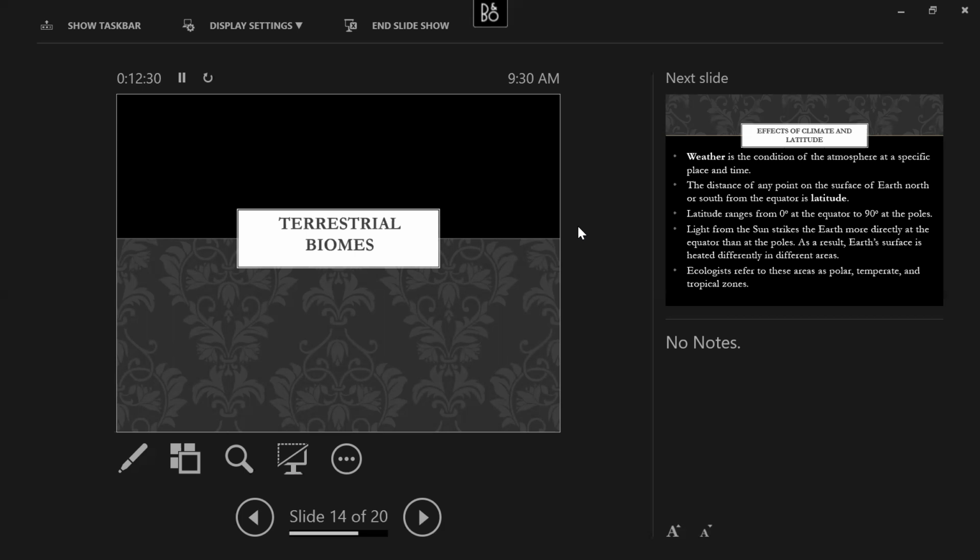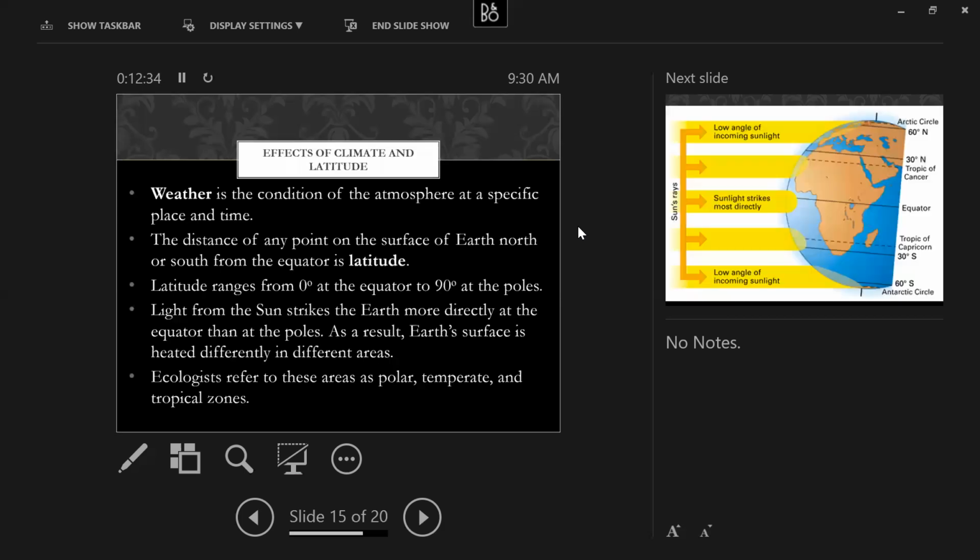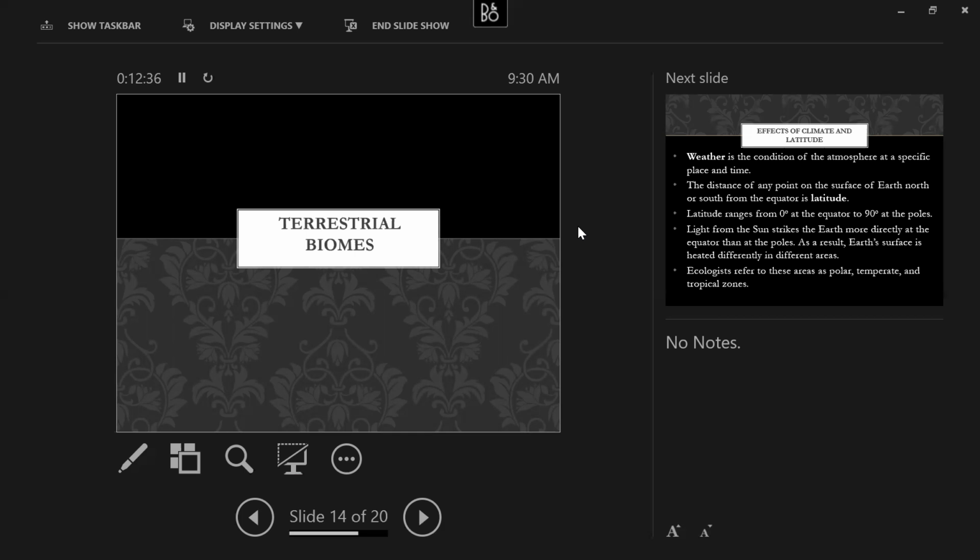Okay, so next we're going to talk about terrestrial biomes. Does anyone know what terrestrial means? Land, yeah, land biomes. Okay, so can anyone tell me the difference between weather and climate? Weather's short term, yeah. So weather is the time and place at this exact time, a short term thing. So today the weather is kind of cool out, right? Not too bad. Sunny. Tomorrow the weather's going to be rainy, right?